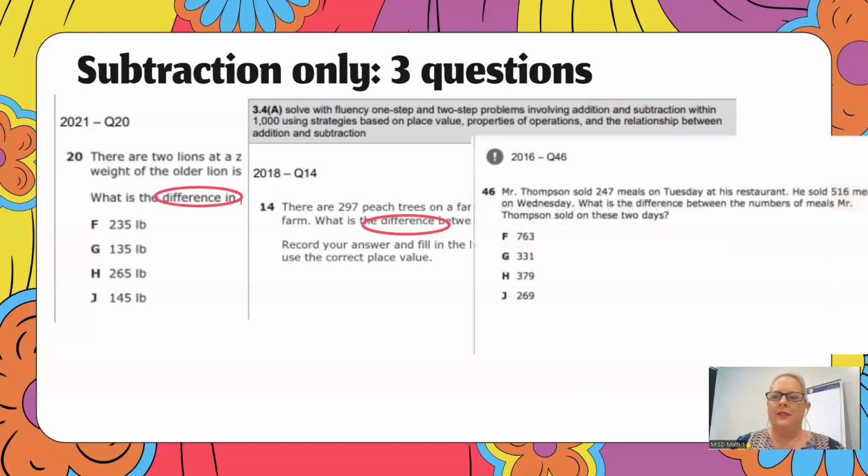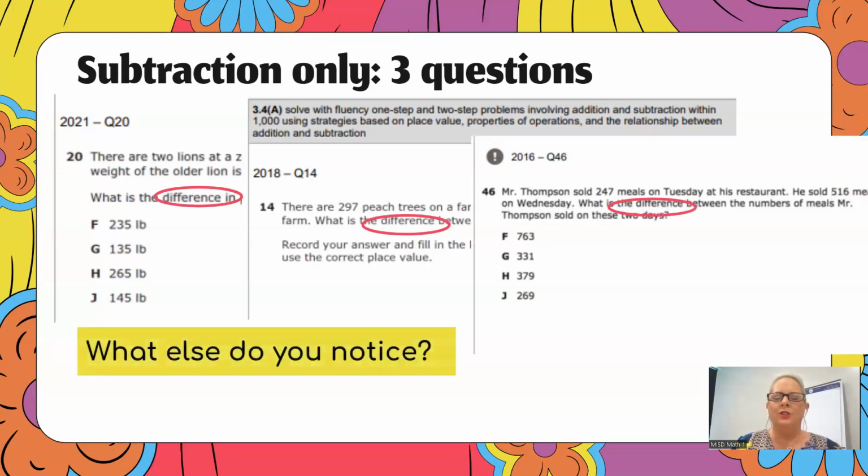And then let's look at the 2016. Mr. Thompson sold 247 meals on Tuesday at his restaurant. He sold 516 meals on Wednesday. What is the difference between the number of meals Mr. Thompson sold on these 2 days? So again, we have that word difference. But I want you to think about this. What else did you notice in all 3 of those problems?